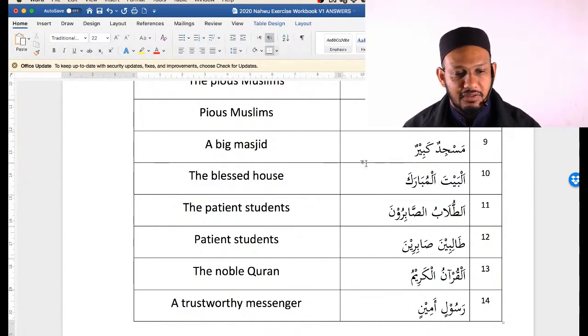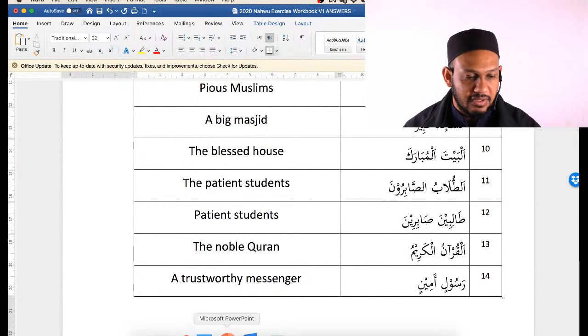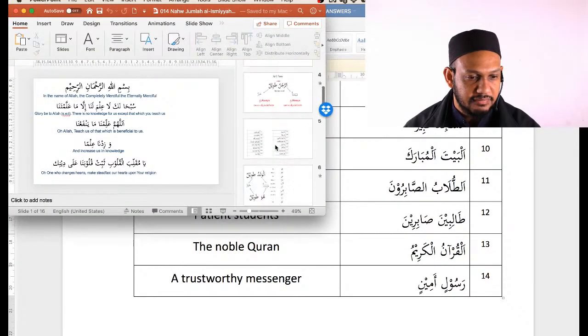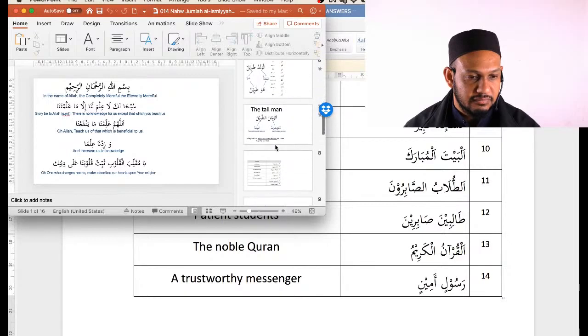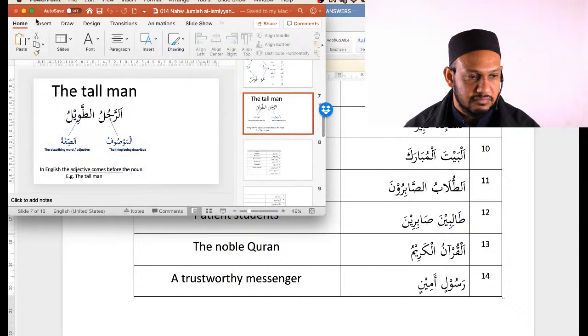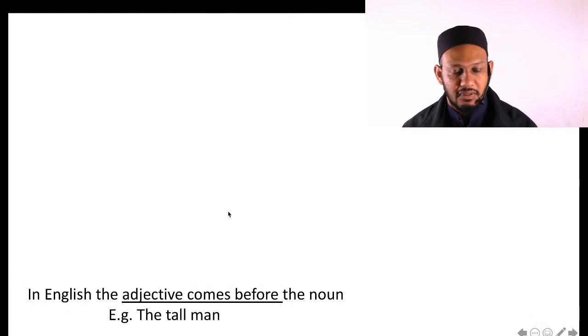Okay. So just to summarize, let me go back to the slide quickly. Just to summarize, okay, let's learn the terms quickly. Let's learn the terms.